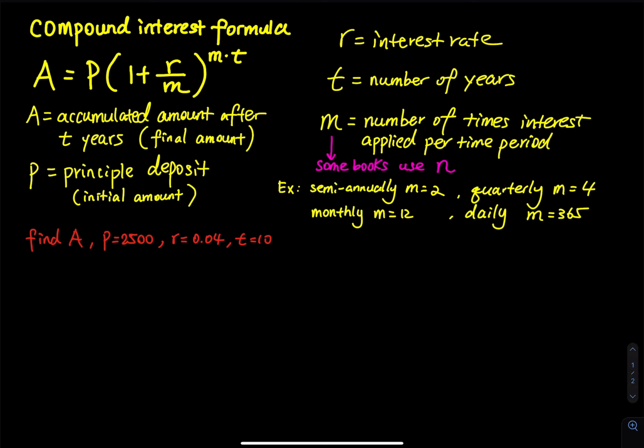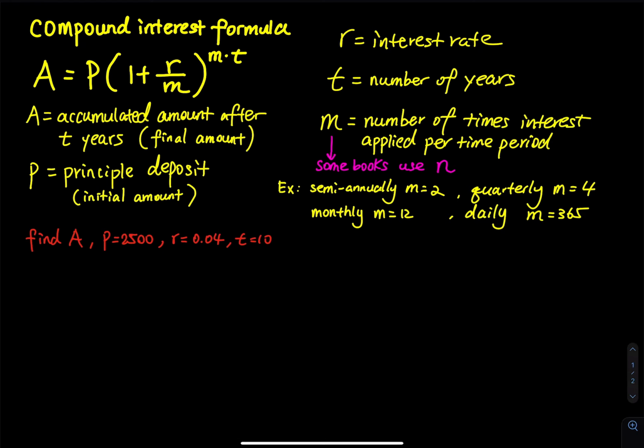So initial is your principal deposit. You are putting some money in the bank today, and many years later, you will get your principal deposit with the interest. That is called the accumulated amount. And since we are talking about interest, r is the interest rate, t is the number of years, and m is the number of times interest is applied per period.